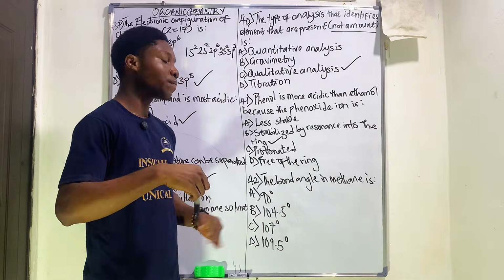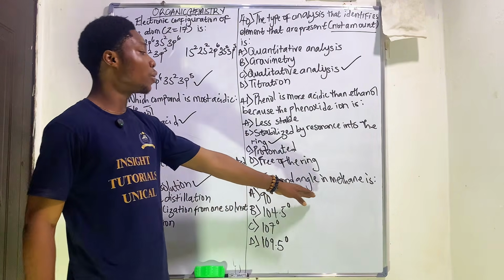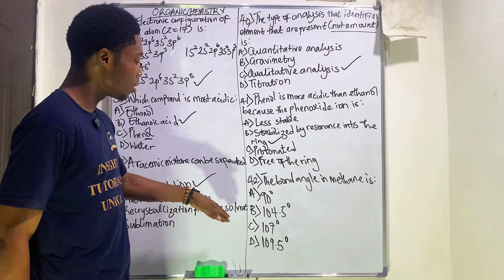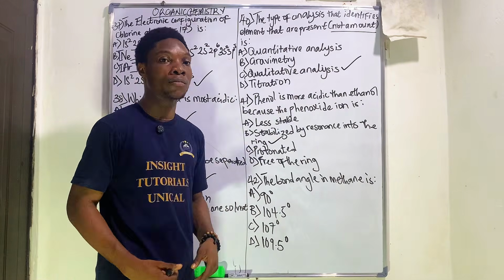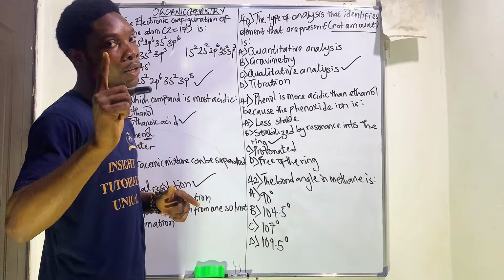All right, so now next question. The bond angle in methane is A. 90 degrees, B. 104.5 degrees, C. 107 degrees, and D. 109.5 degrees. You should be able to attempt this question by yourself.